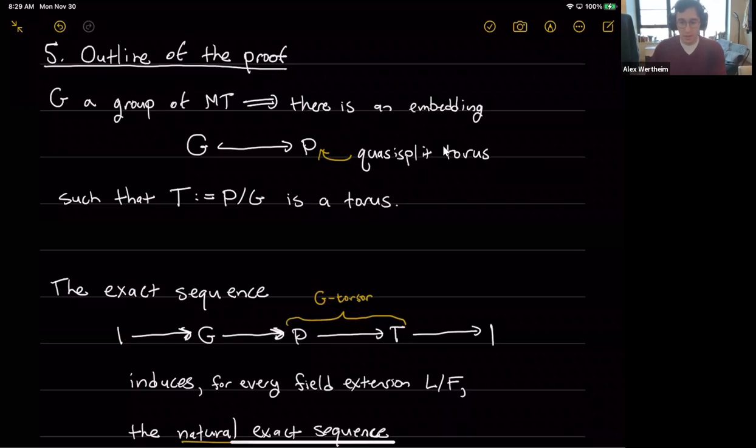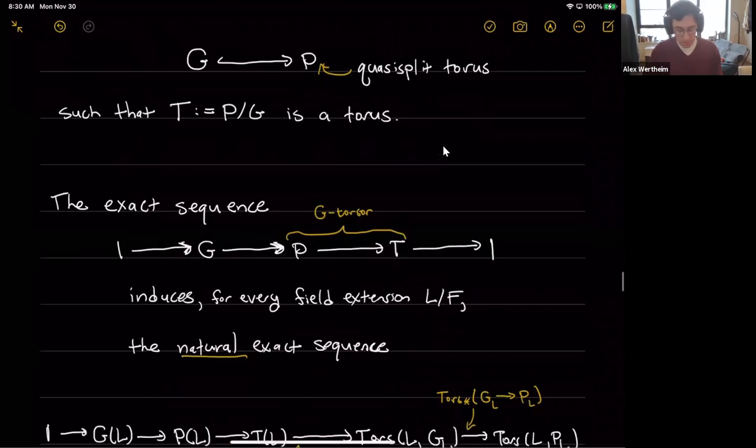So beginning the outline of the proof, because G is a group of multiplicative type, so immediately using some properties of G, it admits an embedding into a quasi-split torus P, such that the quotient of P by G is also a torus, which I'll denote by T. And this is just a basic result, which follows from this equivalence of categories between groups of multiplicative type and finitely generated gamma modules, together with the fact that this equivalence of categories preserves short exact sequences of, say, gamma modules and groups.